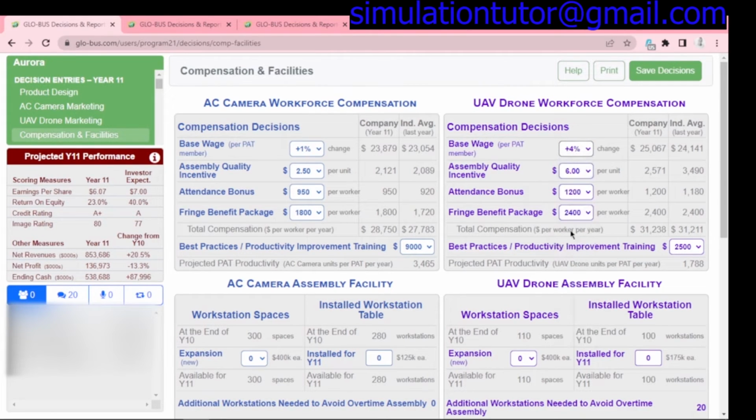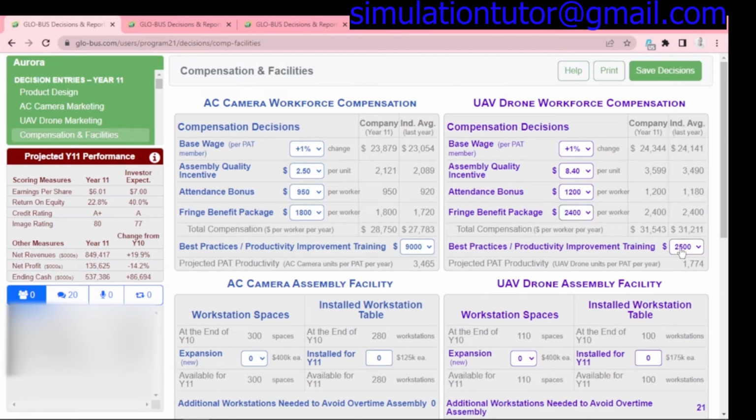So let me make this 0 so I can compare the impact of the decisions I make with the industry average. So I think I'll offer a 1% increase, that's fine. So 8.4. I think I'll leave it at 1200 for the fringe benefits, and I'll leave it at 2400.